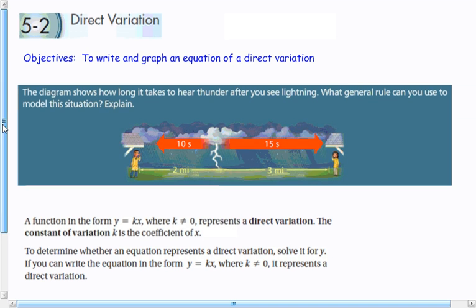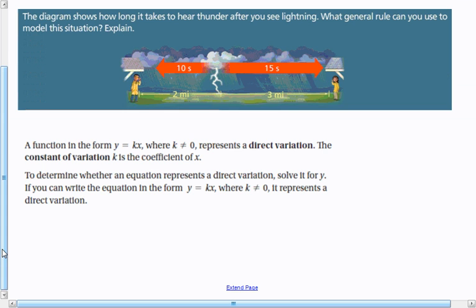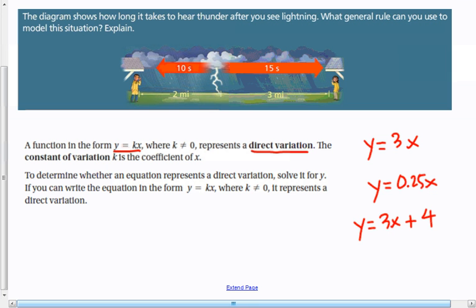All right, some important information about direct variations. A function in the form y equals k times x, where k is not equal to 0, represents a direct variation. So it has to be just something times x. Here are some examples. y equals 3x, that's a direct variation. y equals 0.25x is a direct variation. Not a direct variation would be something like this, and that's because that is added up. That's not a direct variation.